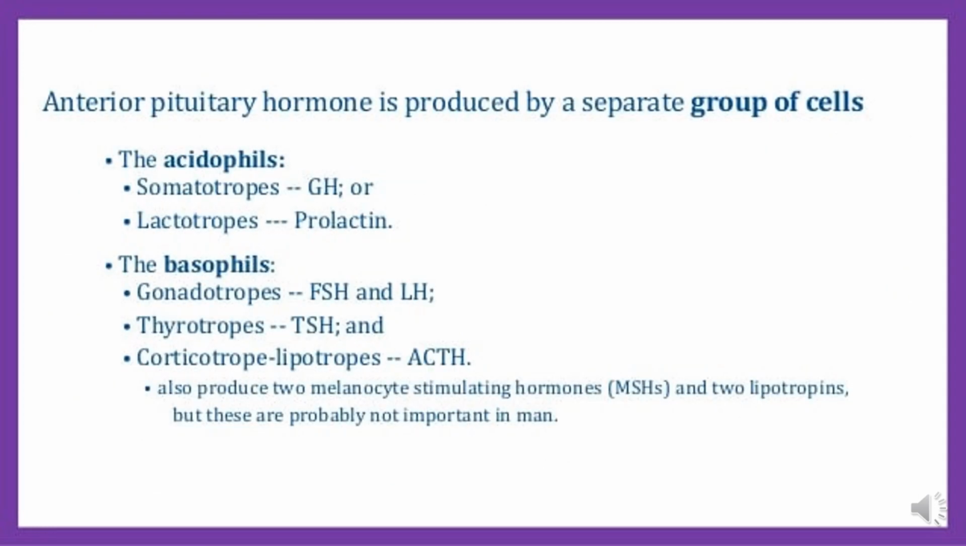Anterior pituitary hormone is produced by separate groups of cells called the acidophils and the basophils. In the acidophils, the somatotropes and lactotropes are secreted. In the basophils, the gonadotropes, thyrotropes, and the corticotropes are secreted. It also produces two melanocyte stimulating hormones and two lipoproteins, but these are probably not important in man, that is, human beings.